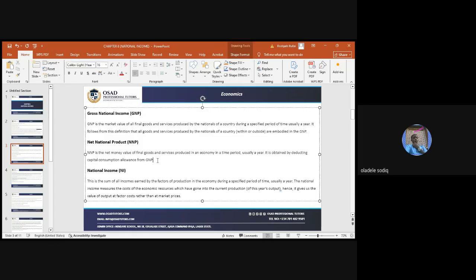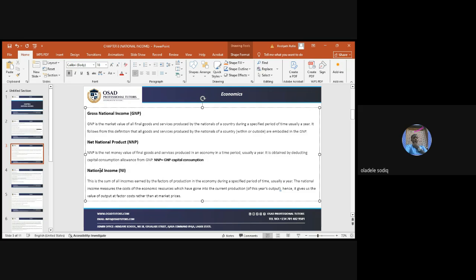So for you to calculate NNP, NNP is equal to what? GNP minus capital consumption. So that's the formula for calculating NNP. Look at the formula on the board. So you say NNP is equal to GNP, that is your gross national product, minus capital consumption.